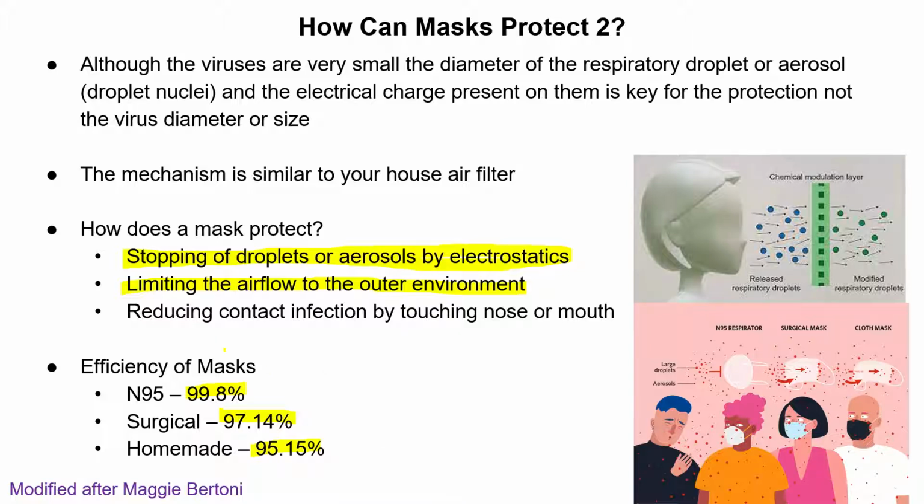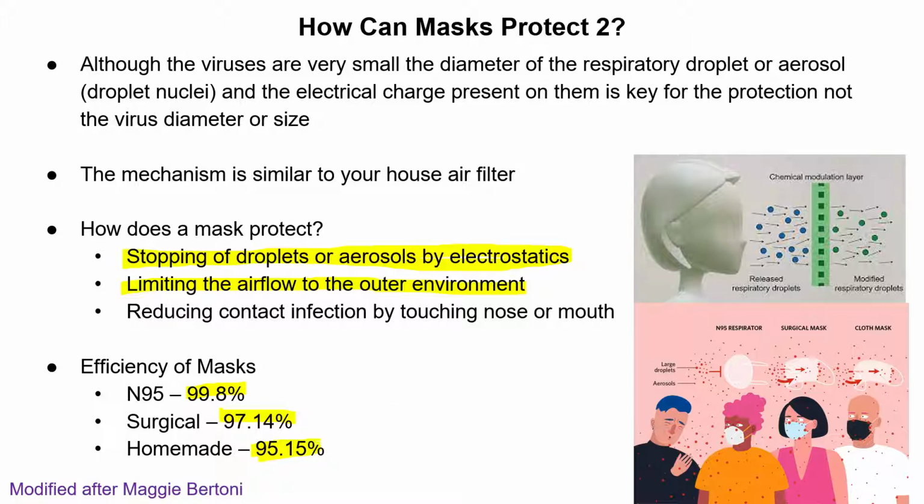So really, although of course N95, but do you really need an N95? Yeah, if you can and if you're comfortable, that is fine. But still, you can just see that a homemade mask is even 95% efficient in this process. So that's basically what it is.